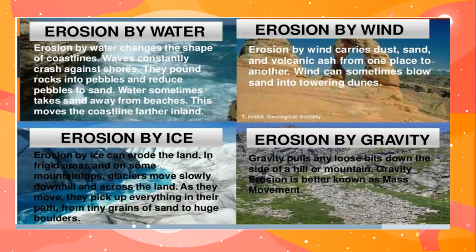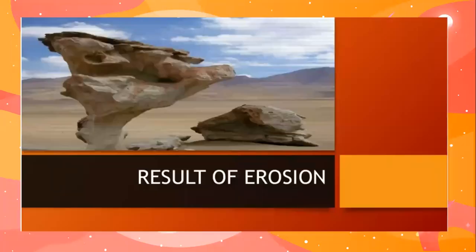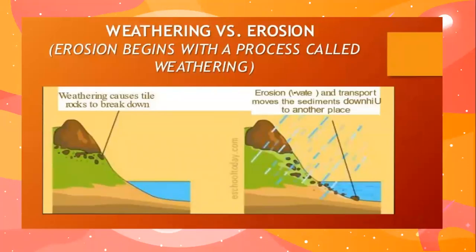And erosion by gravity. Gravity pulls any loose bits down the side of a hill or mountain. Gravity erosion is better known as mass movement. Erosion simply means the movement or transportation of debris from one place to another. Here, the transport of sediment.